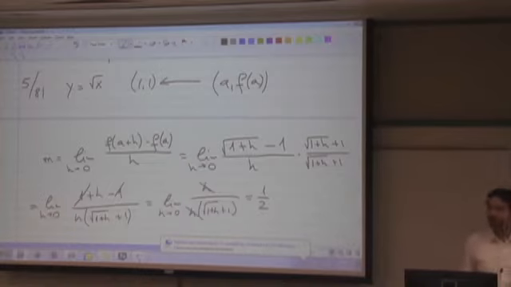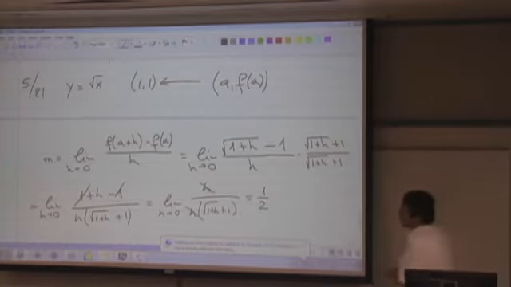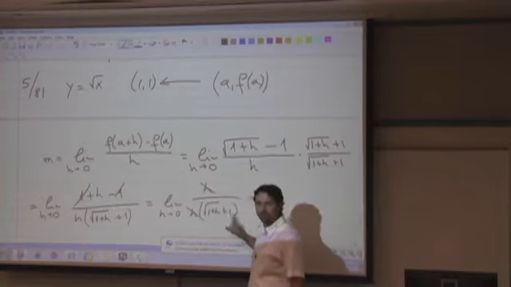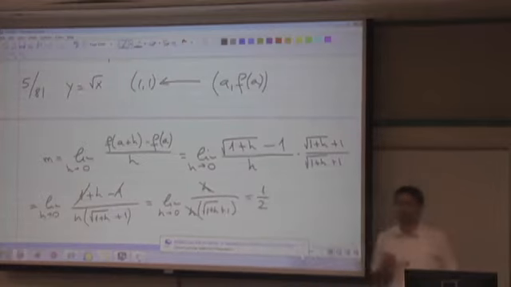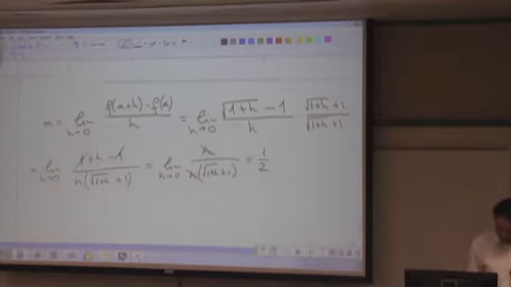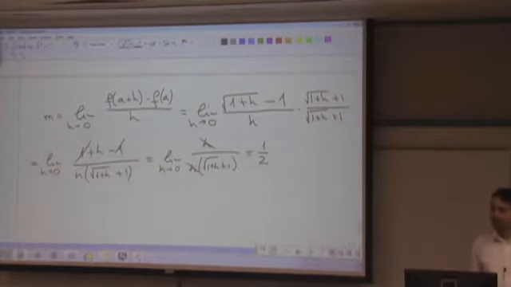Okay? Are we done? How did you get 1/2? Well, the h is crossed out, and now you put in 0 for h. So you end up with 1 over square root of 1 plus 1, so you just end up with 1 over 2. So are we done? No. What do we have to do? y minus 1 equals 1/2 times x minus 1. Right?